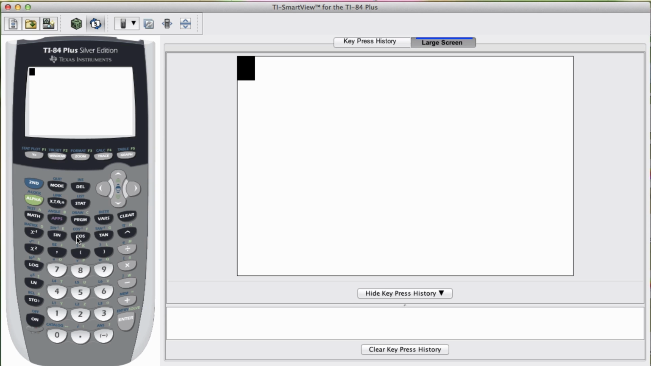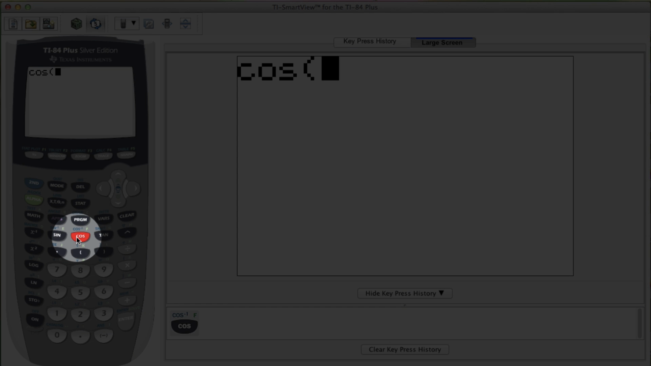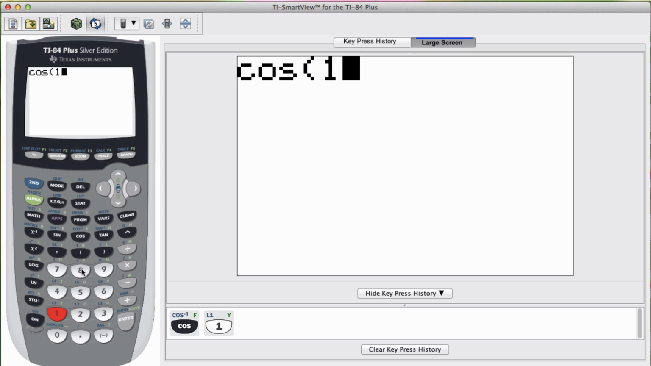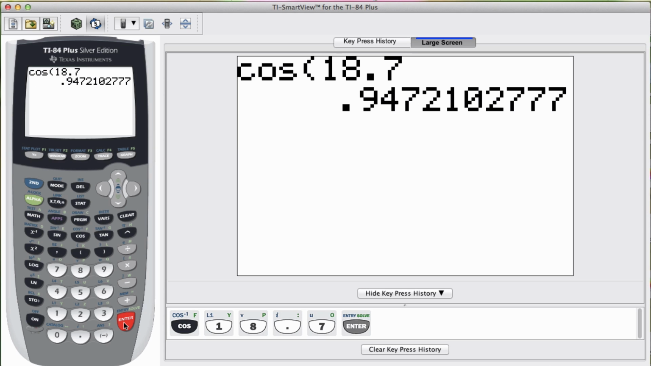So for number 4, first of all, notice we are finding the ratio. We already know what the angle is. We're trying to find the ratio. So what I'm going to do, I'm going to press cosine and then 18.7 equals. So our answer, we're going to round to 4 decimal places, should be 0.9472.